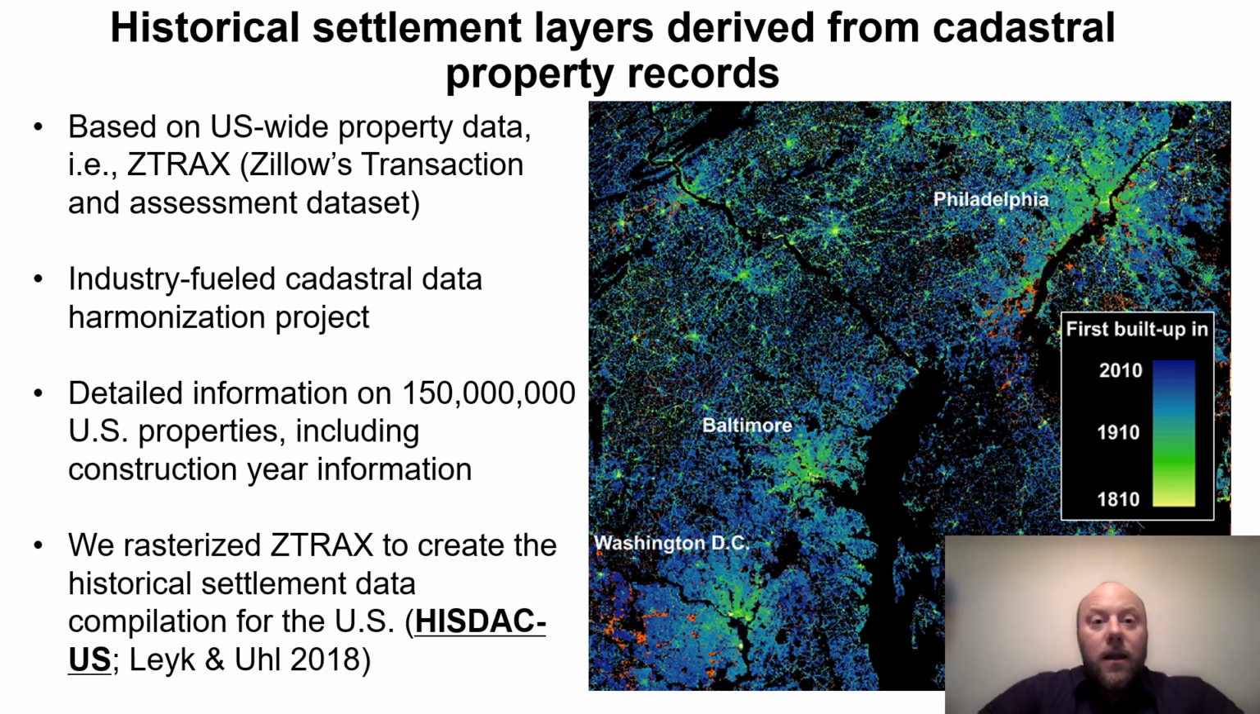So if we want historical geospatial data, we need to rely on different data sources. And one of these data sources is property data, because property data often contains construction dates. So we get some information about when a city was built, or in which time period a specific part or neighborhood of a city was built.